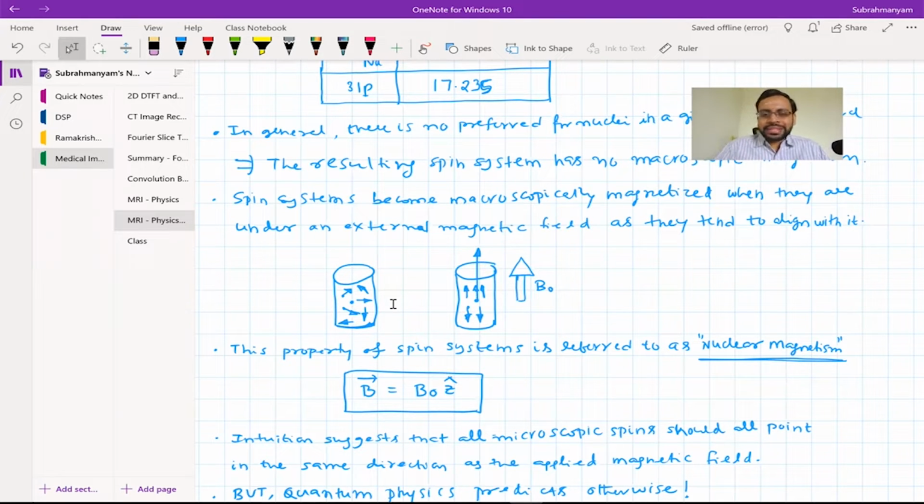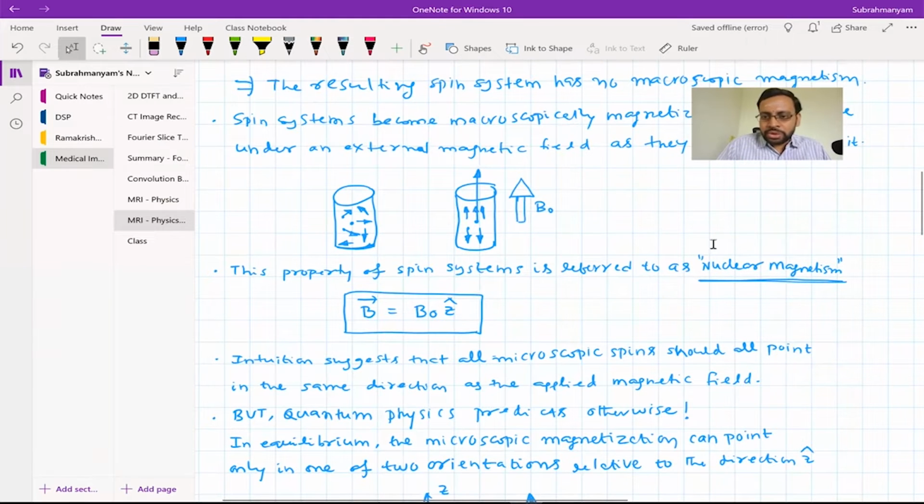Now, how do we get some macroscopic level magnetism out of it? The idea is you apply a very strong magnetic field, and that magnetic field would polarize these hydrogen atoms, in other words these magnetic dipoles, and would give you a magnetic field. This property of the spin system is nuclear, so whatever you are getting by applying an external magnetic field is also referred to as nuclear magnetism.